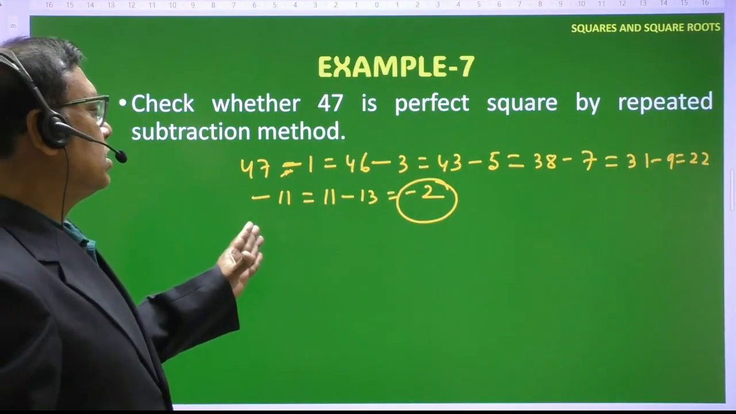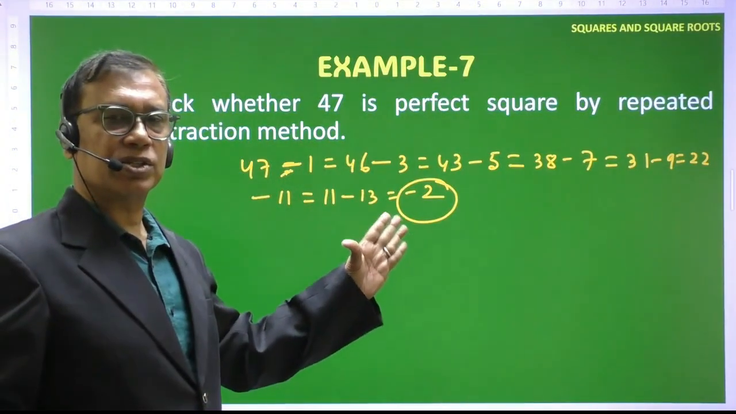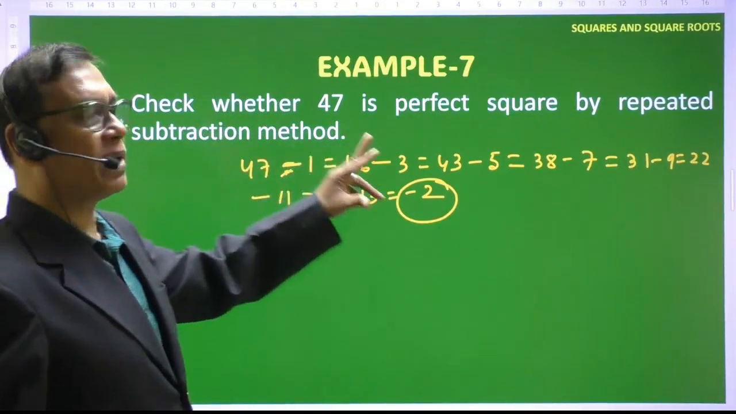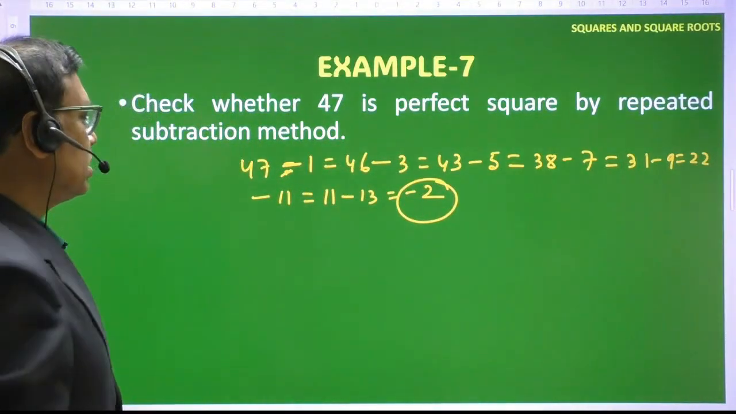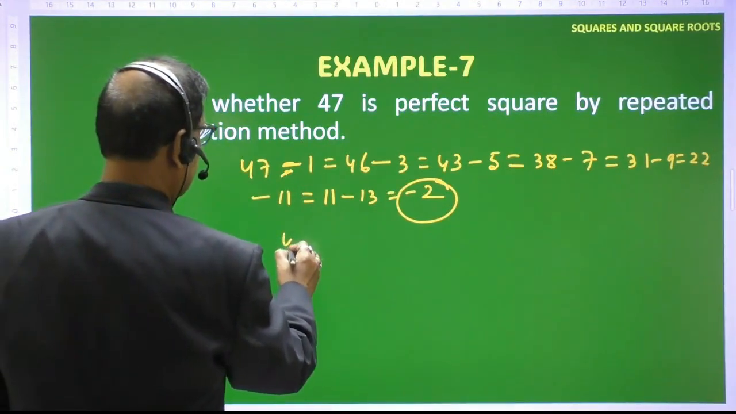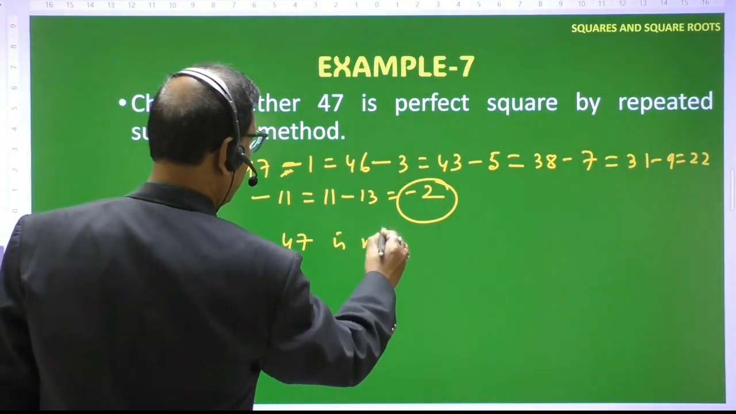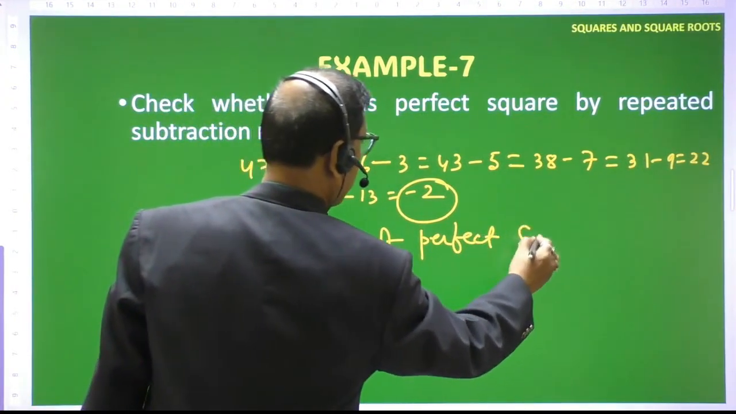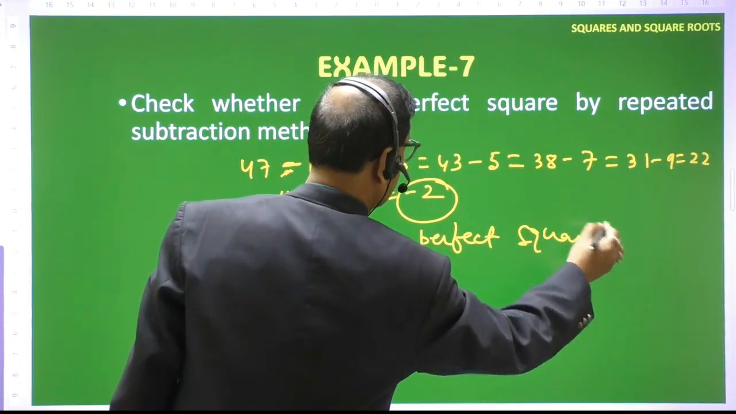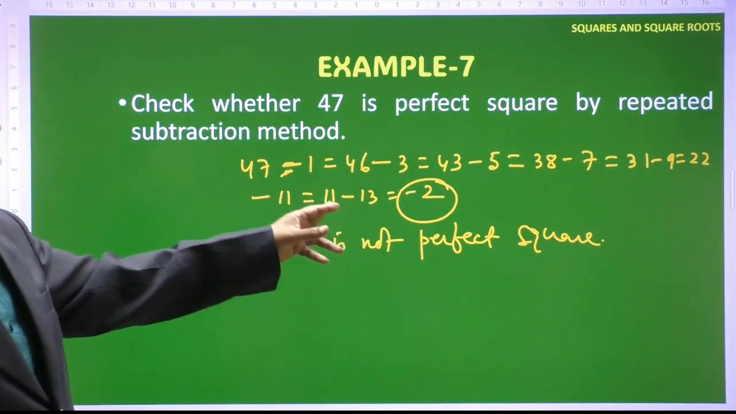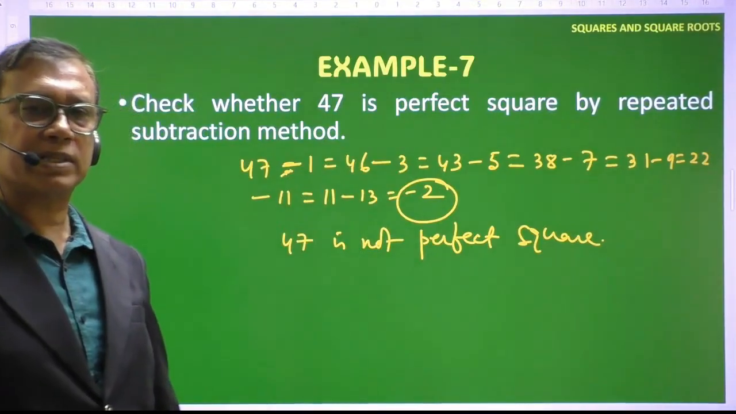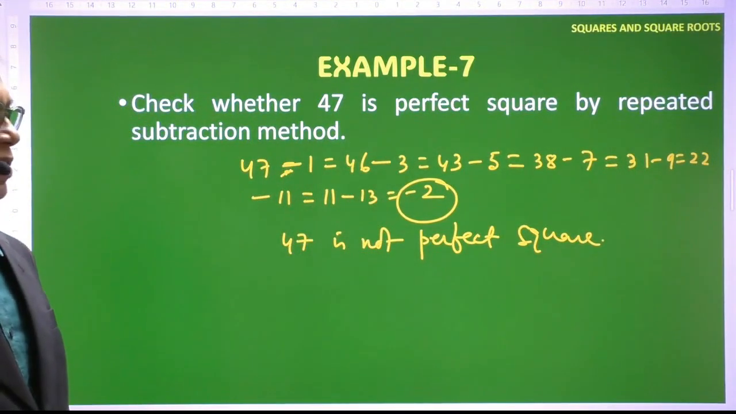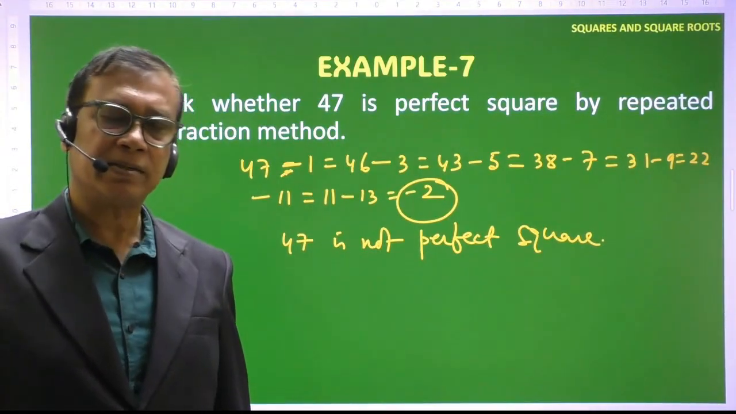Since the result 0 is not possible, that's why this number is not a perfect square. So 47 is not a perfect square. Is it clear? Not a perfect square, because we will never get 0. By the repeated subtraction method, we never will get 0 here. That's why it is not a perfect square. I think this part is clear.